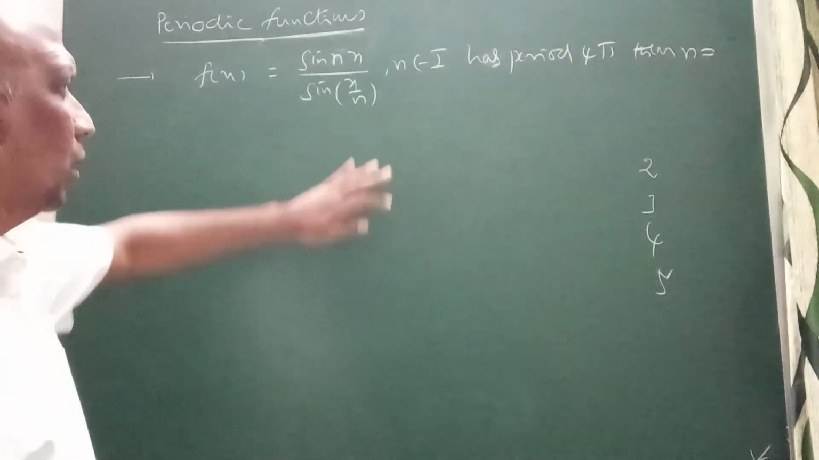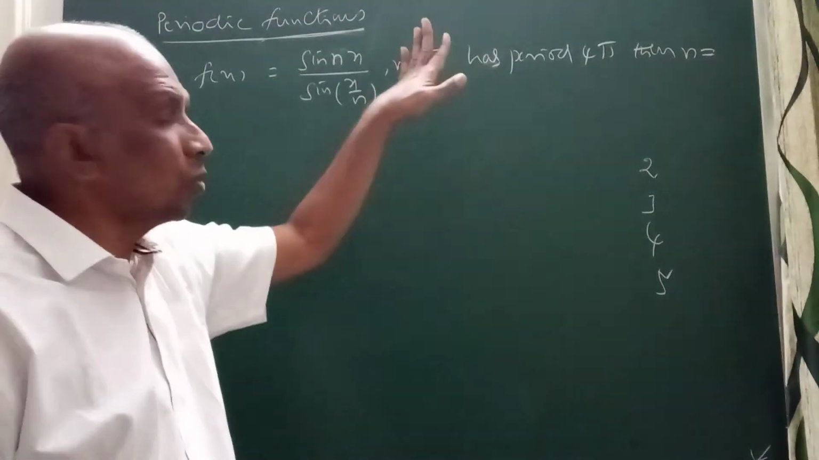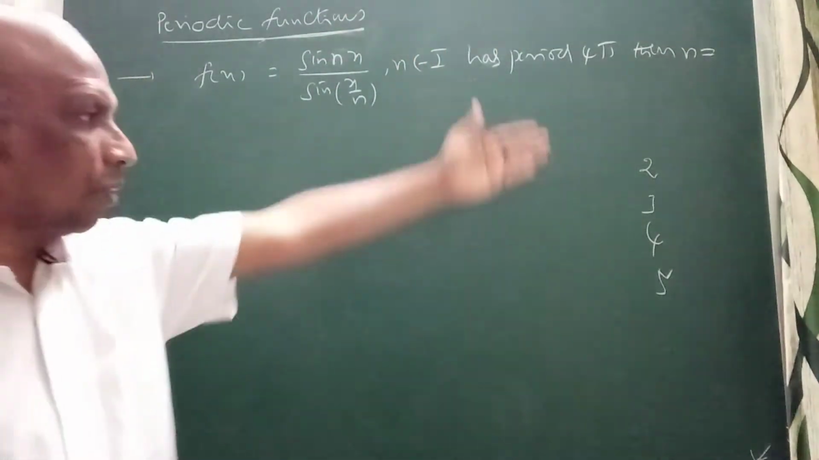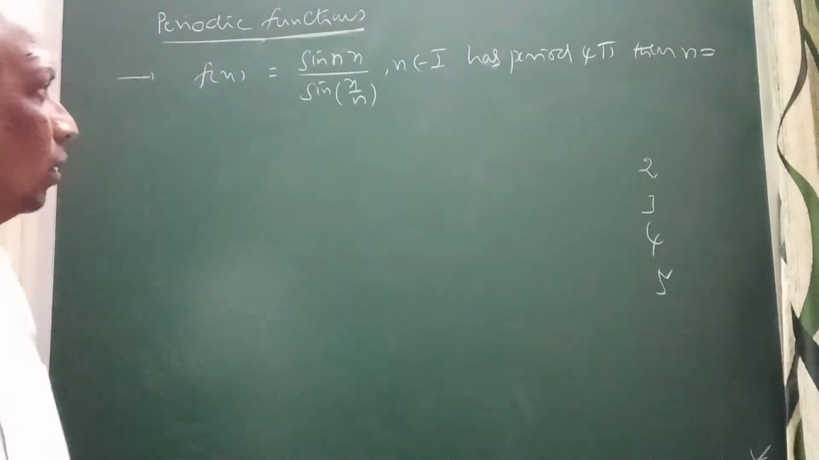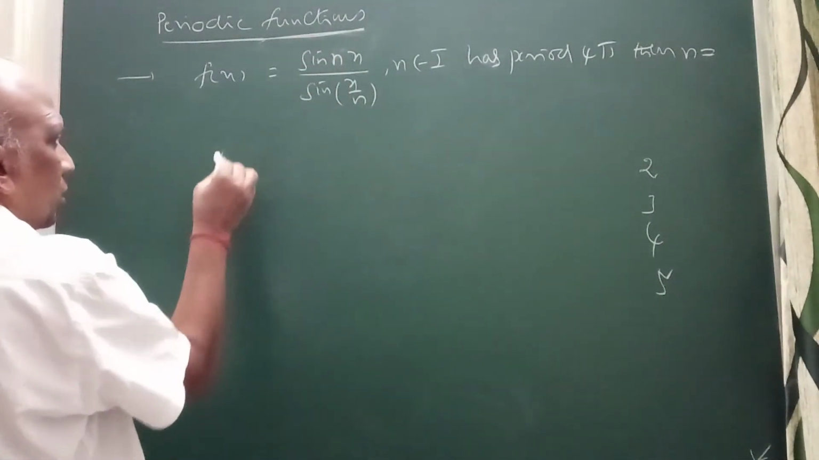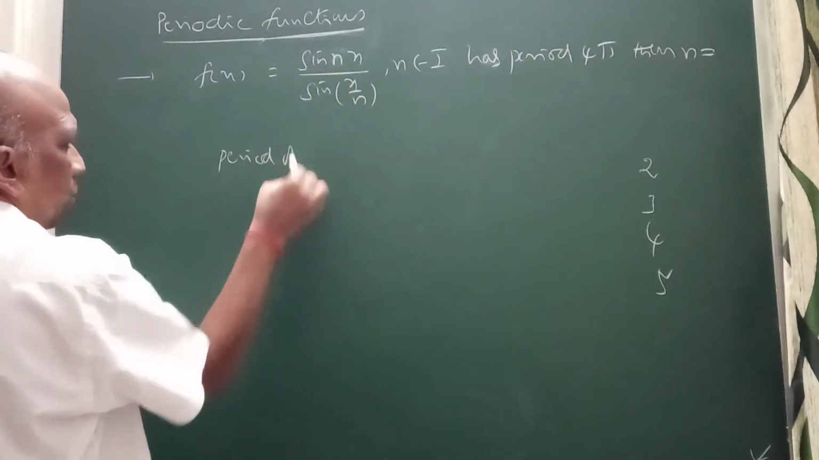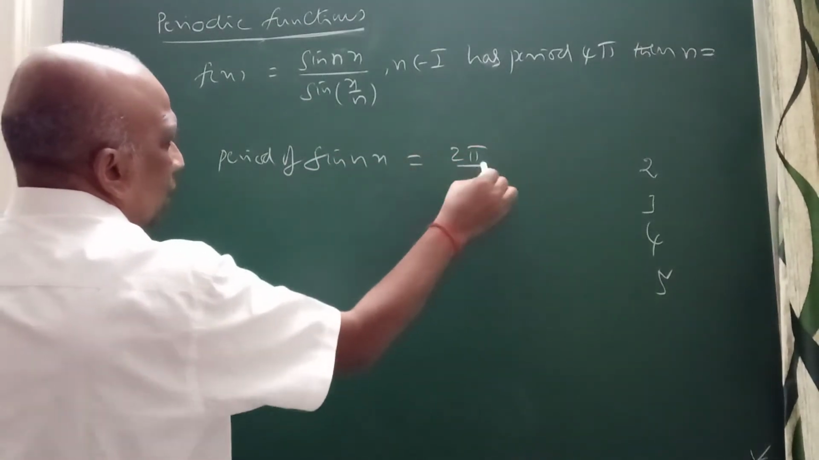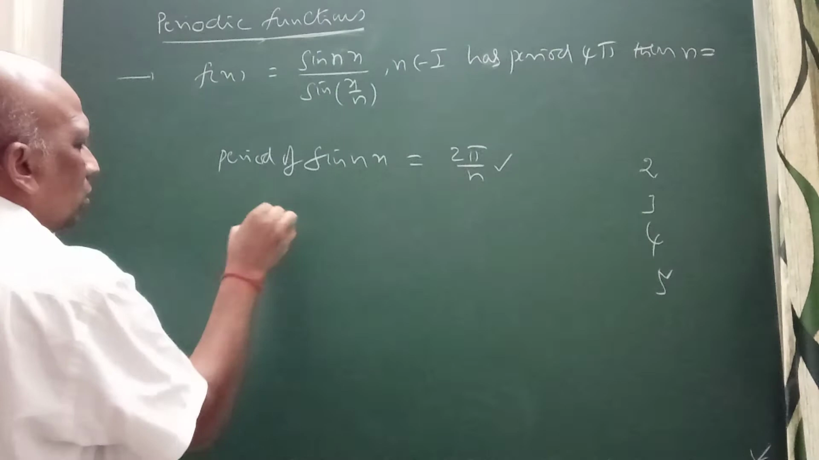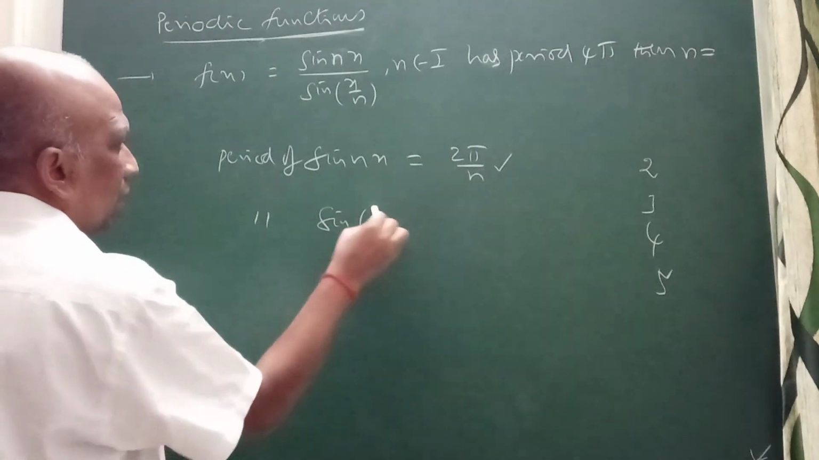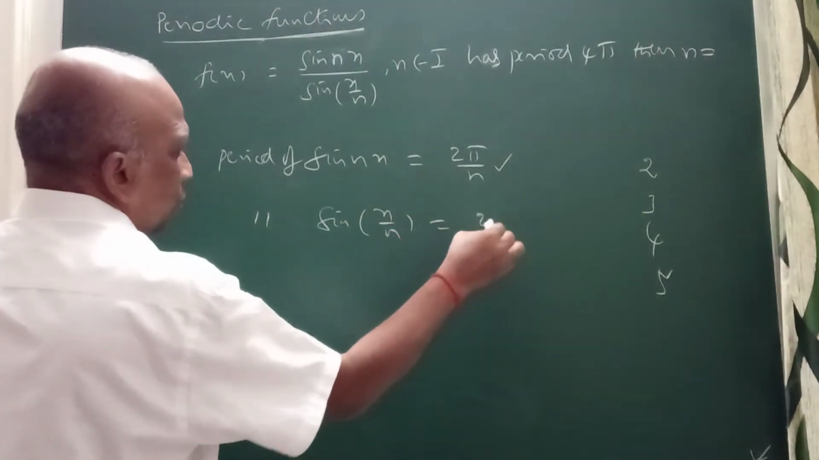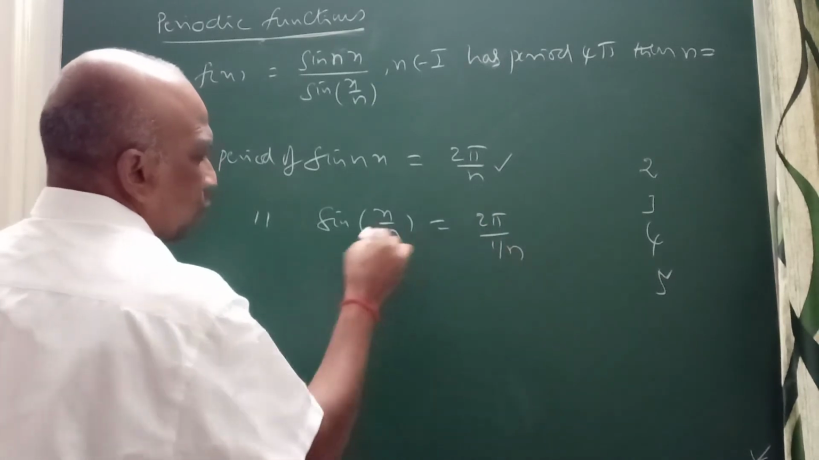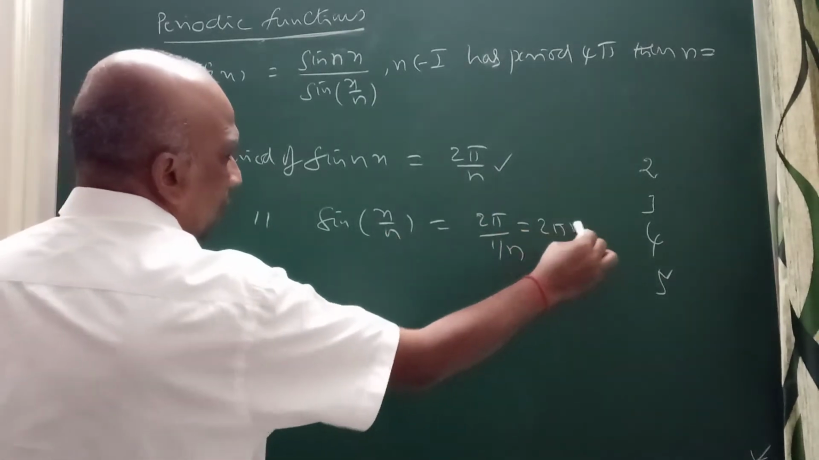In this problem, the period is given and they are asking what is the value of n. The options given are 2, 3, 4. So the period of sin nx is 2 pi by n. Next, the period of sin of x by n is 2 pi by 1 by n, the coefficient, so 2 pi n.